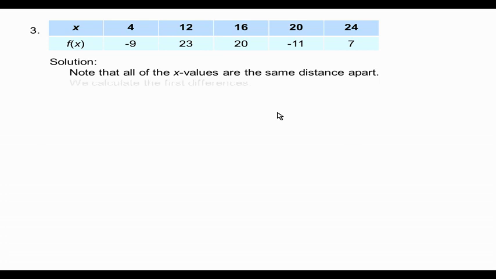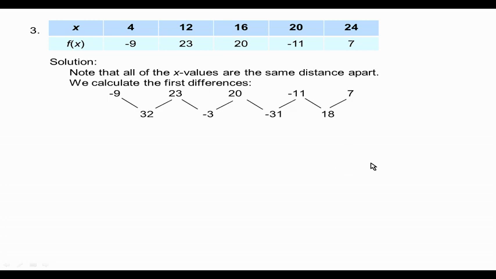So what are we going to do? We calculate the first differences anyway. So 23 minus negative 9 is going to be 32. 20 minus 23 is negative 3. Negative 11 minus 20 is negative 31. 7 minus negative 11 is 18. Notice they're just all over the place.